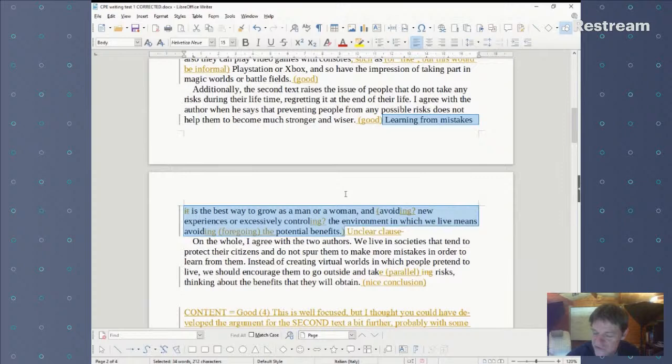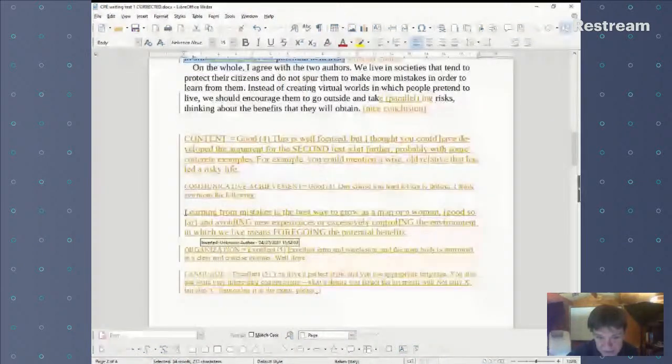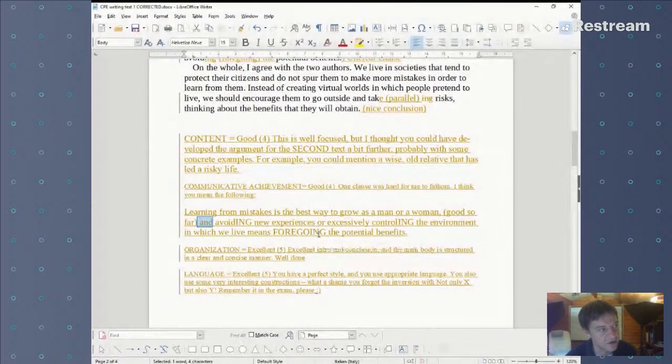Look how I've changed this sentence. Learning from mistakes, that's a gerund, yeah? Learning from mistakes is the best way to grow as a man or a woman, and avoiding, gerund again, just like learning, yeah? We're keeping them in parallel. We're keeping our verb phrases in parallel. And it's because there's an and here, and it's conjunctions that tell you that you need to think about parallel structure, because you need parallel structure in a list. What we've really got here is a list of gerund phrases.